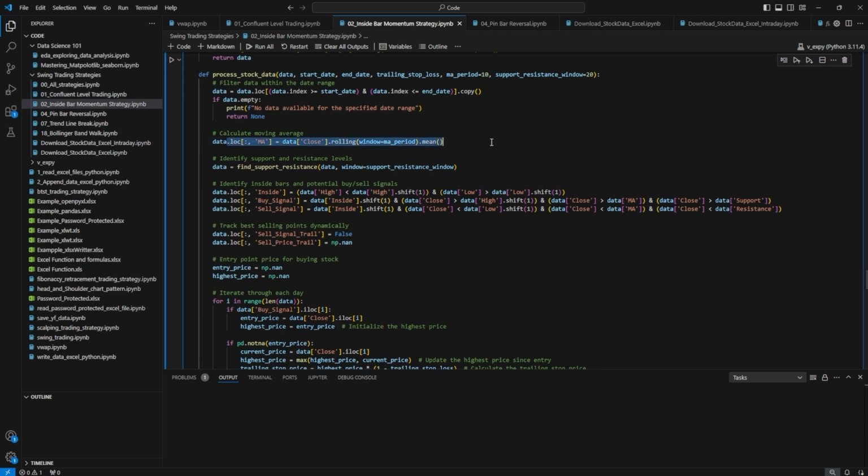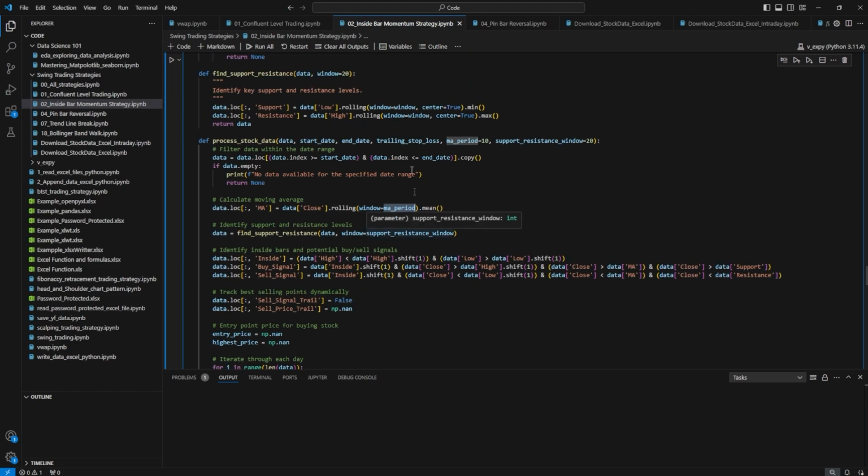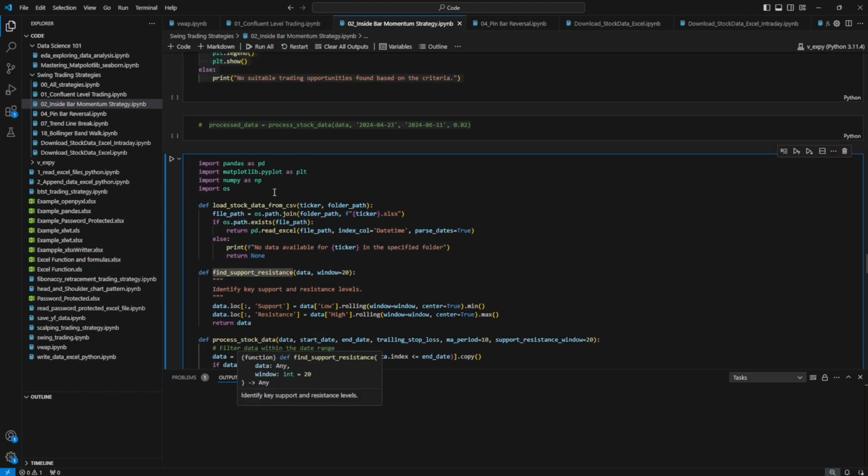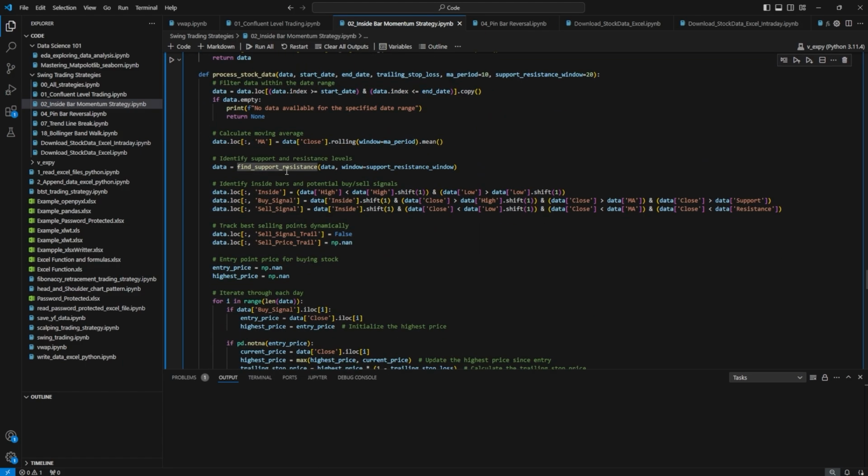So this is how the moving average is being created based on the close column, and then we are creating the mean based on the moving average period, which is a 10-day. And again we are calling the find support and resistance, which we defined over here. So we are calling that function, and then the data will be based on that.